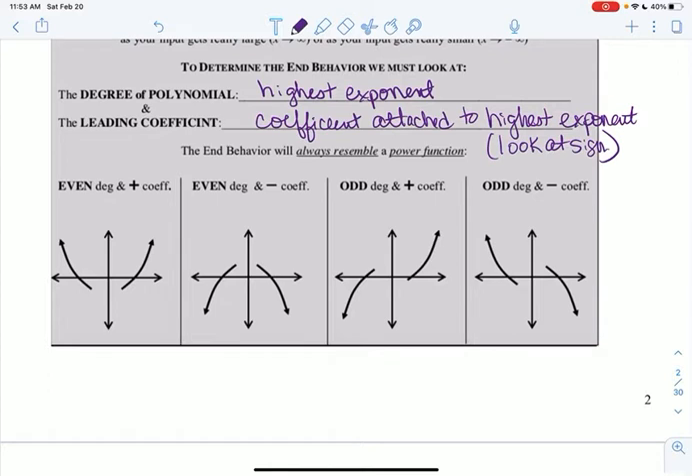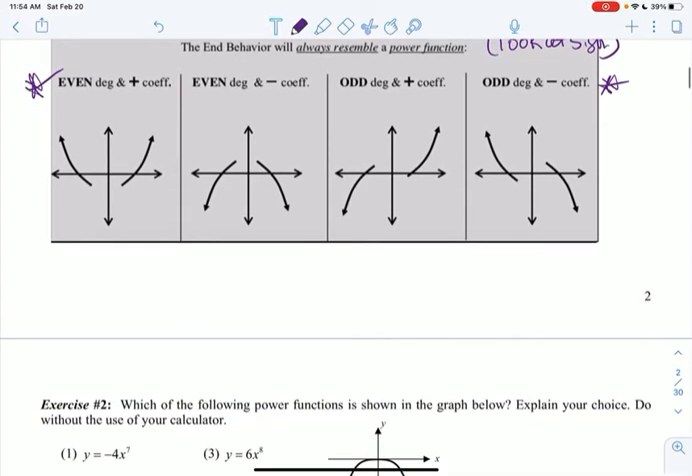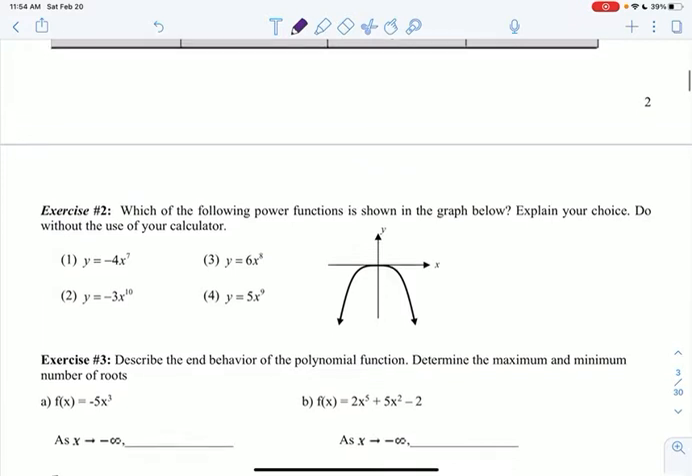If it's even but negative, then both of those endpoints are going down. So as I'm going to the left, negative infinity, it's going down, and as I'm going to the right, positive infinity, it's going down. And when it's odd degree and positive, the right side goes up and the left side goes down. But if it's odd degree and negative, then the left side goes up and the right side goes down. So these are important, and we want to keep them in mind for the rest of this lesson.